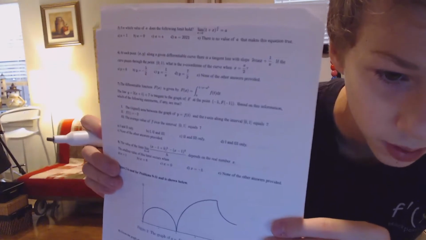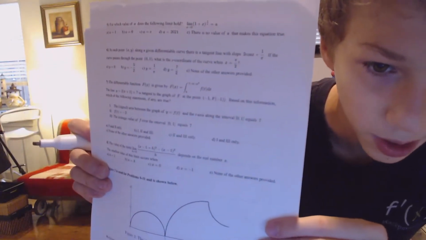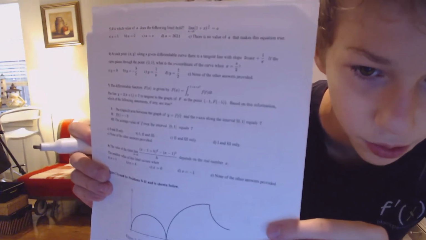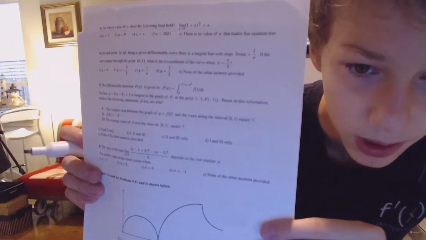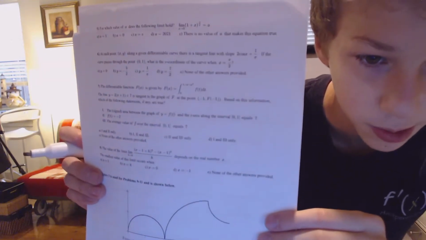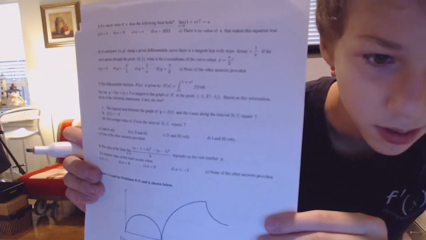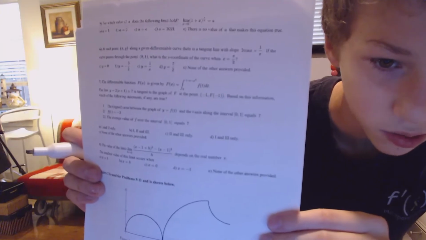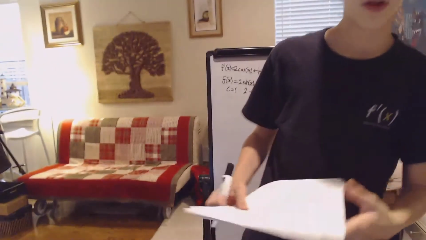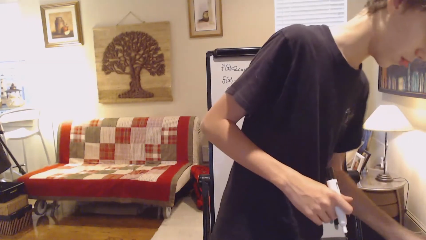So problem 7 is a bit bulky, but let's try to get through it. The differentiable function capital F of x is given by F of x is equal to the integral from 0 to 1 plus x squared of f of t dt. The line y equals 2x plus 1 plus 7 is tangent to the graph of F at the point (-1, F of -1). Based on this information, which of the following statements is true, if any? Or which of the following statements are true? It's not necessarily just one. And I'm not going to read those off. We're just going to try to prove them individually or disprove them individually.